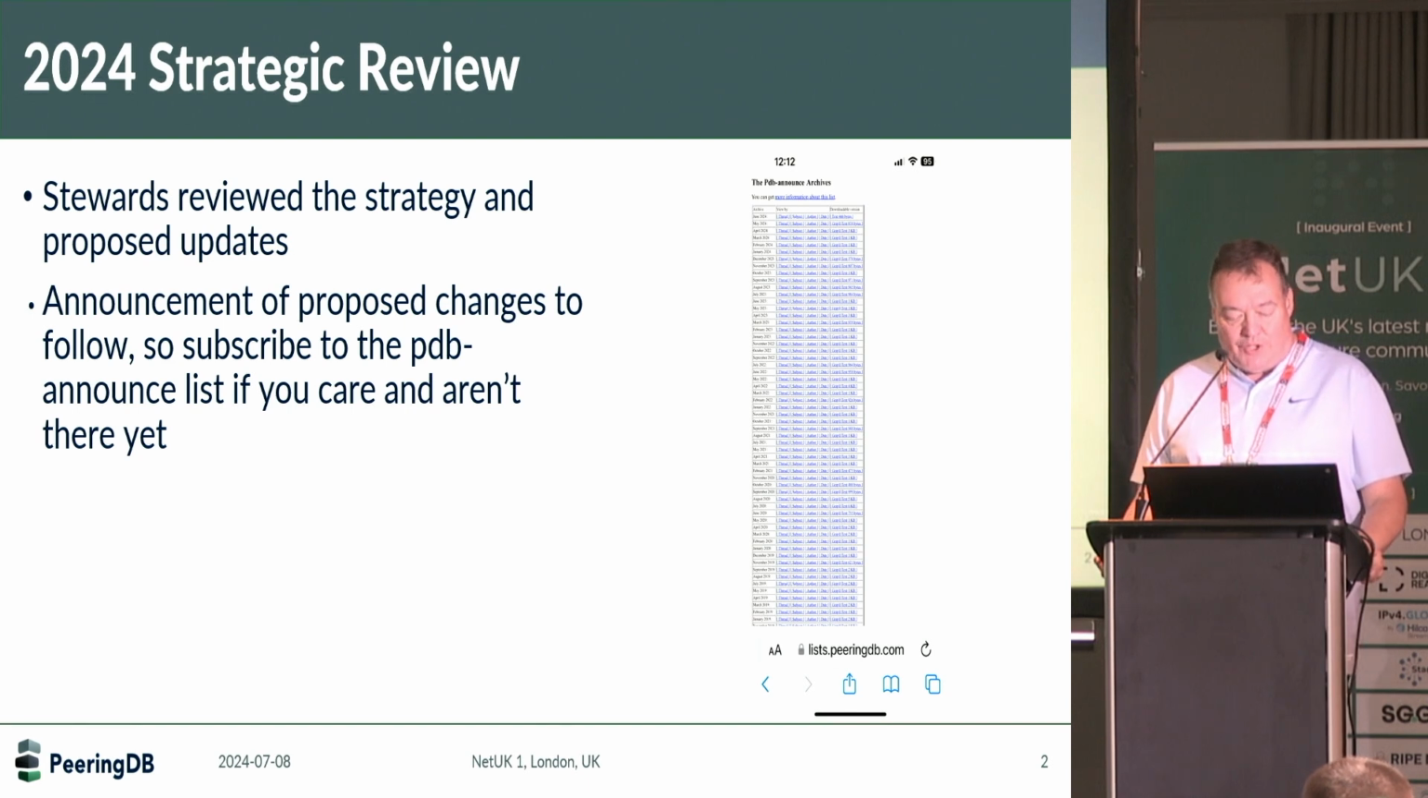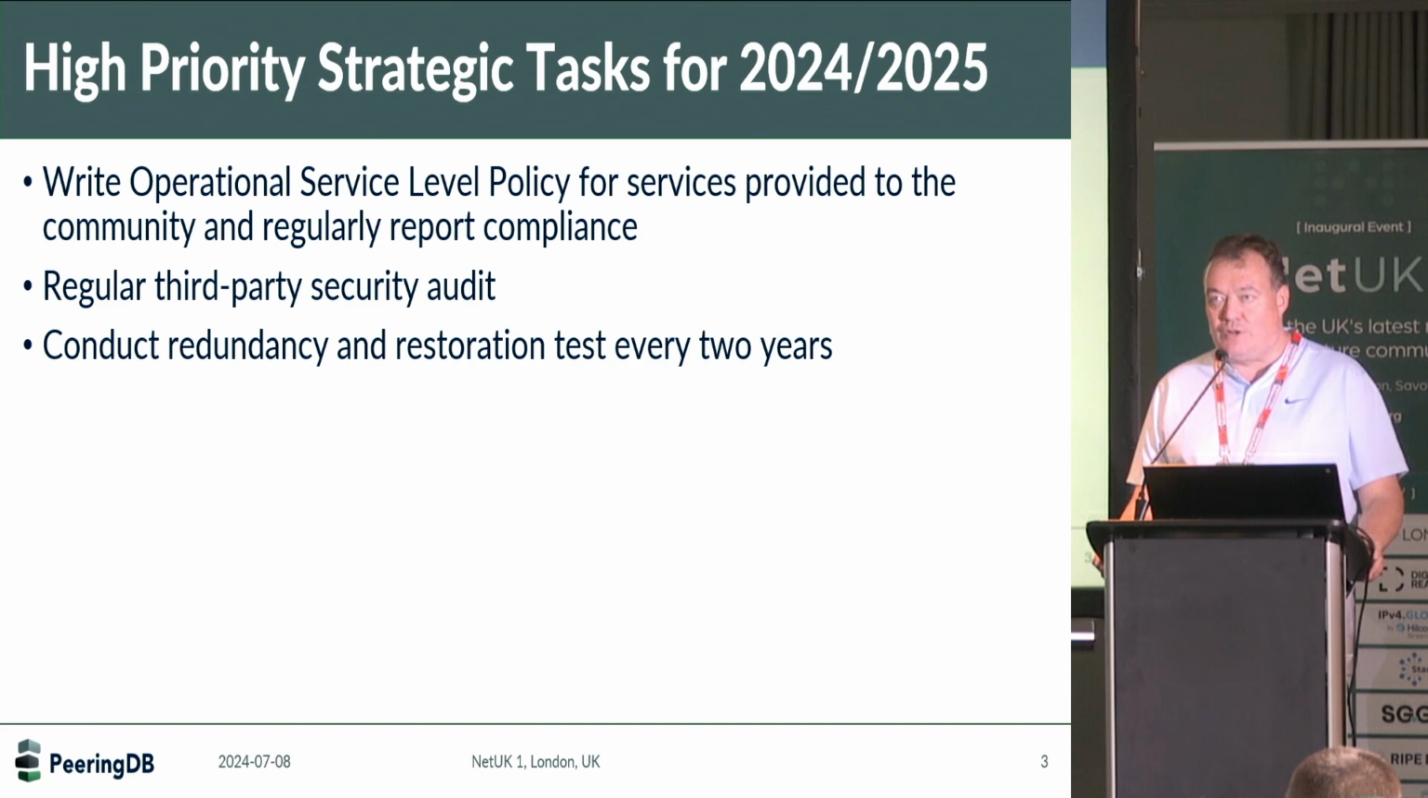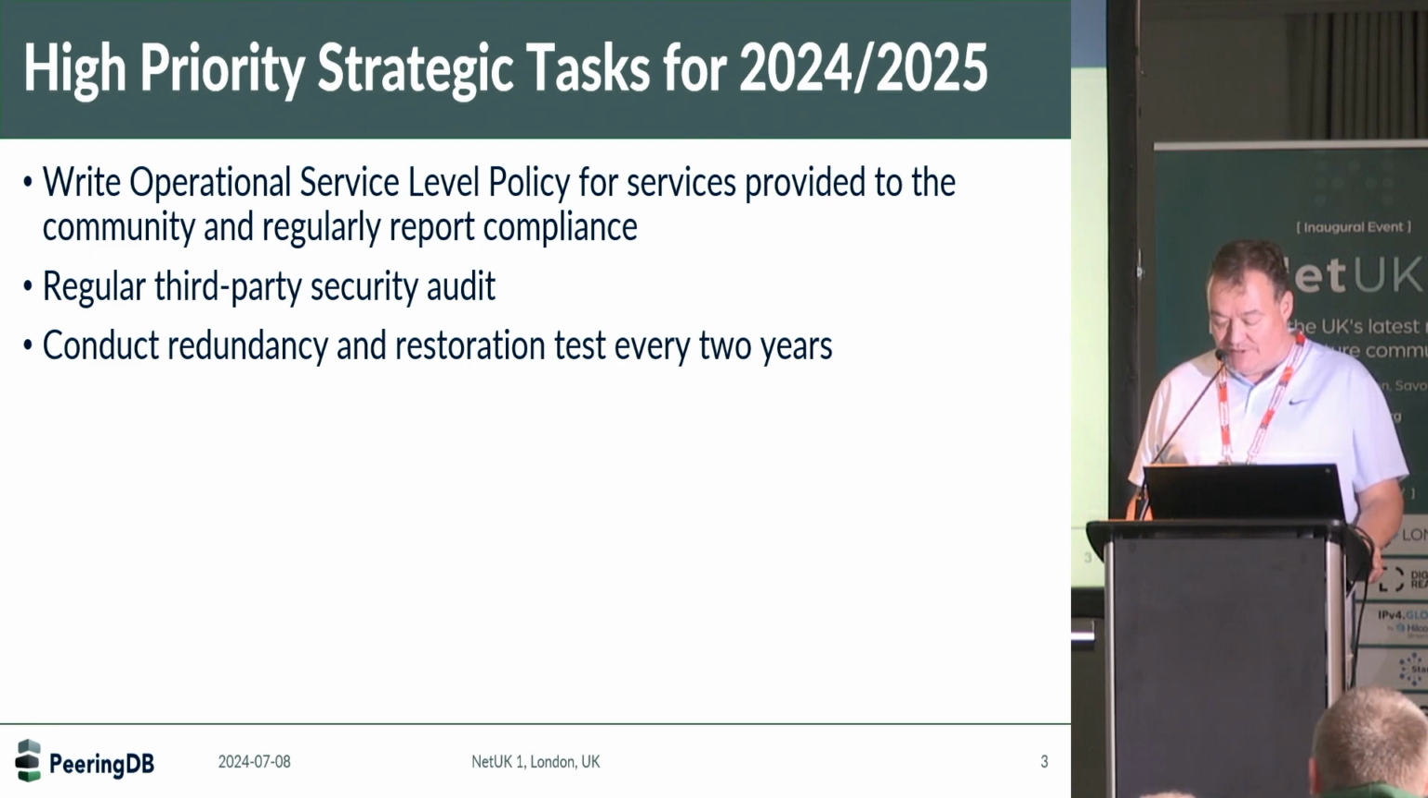We have just done a strategic review to make plans for the future. If you're interested in this, please sign up to the mailing list. I will only shortly talk about three important things that we're going to do in the following 2 years: write our operational service level policy, have regular security audits done on our databases by a third party, and do redundancy and restoration tests.